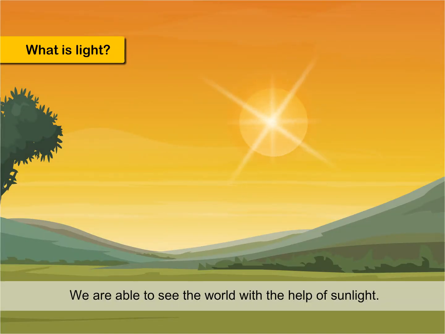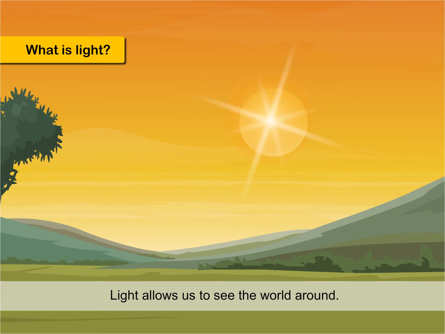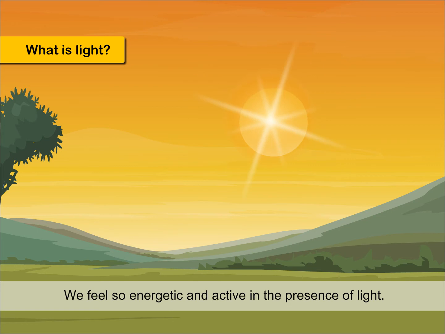What is light? We are able to see the world with the help of sunlight. Light allows us to see the world around. We feel so energetic and active in the presence of light. Light is the form of energy and it travels in a straight line.